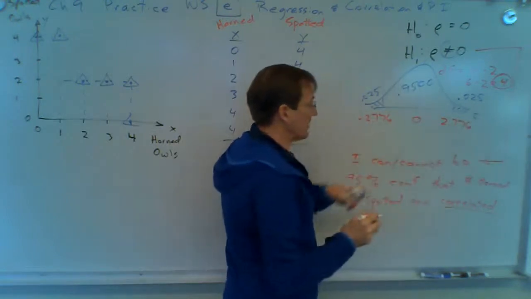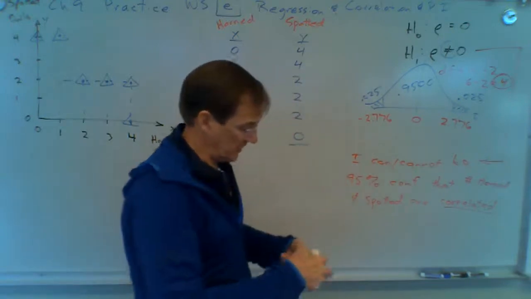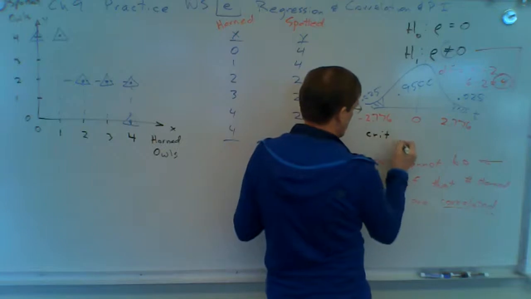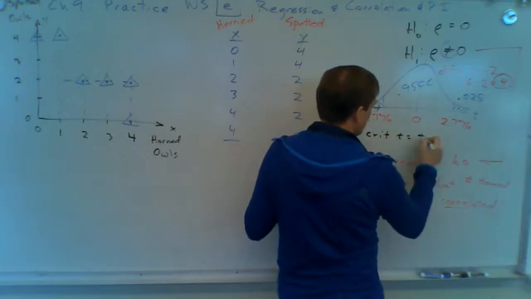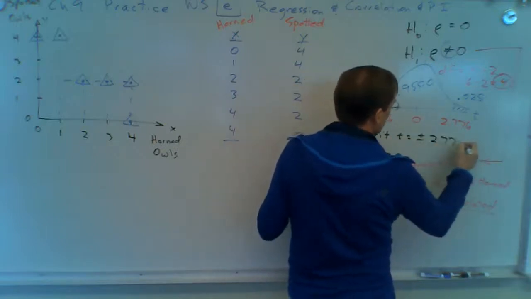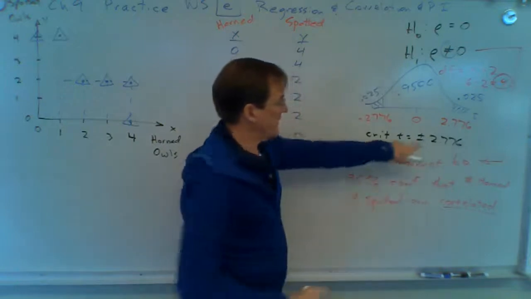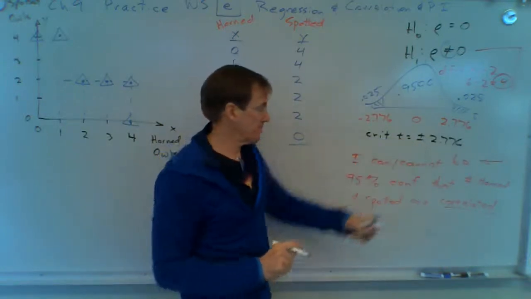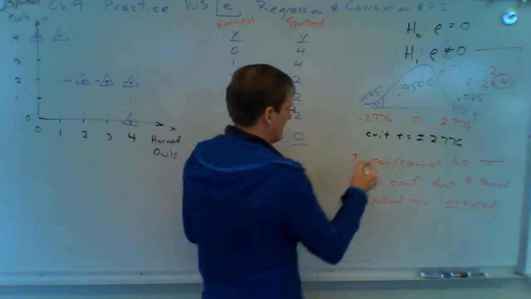Okay, so it's plus and minus 2.776. So the critical value, plus and minus 2.776. This chapter, every single problem in this chapter, the critical value will be plus and minus. All right.